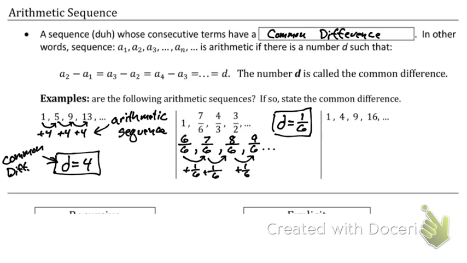Make sure when you're looking for a common difference, you try it on every single one of them. For this one, we can see we add 3 to get from 1 to 4. But then I have to add 5. And then I have to add 7. Because it's not the same number, it is not arithmetic. And you don't have to go any further than that problem today.